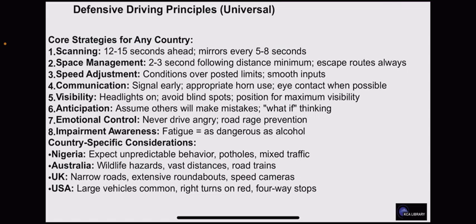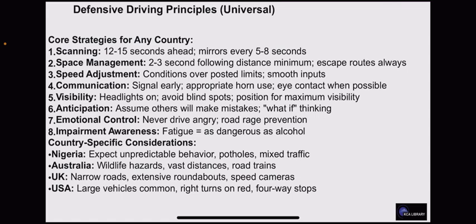So let's look at defensive driving principles universally. These are the core strategies for any country. We have scanning 12 to 15 seconds ahead, with mirrors every 5 to 8 seconds. Make sure you're checking your mirror every now and then. Space management: 2 to 3 seconds following distance minimum. Escape route always. Then we have speed adjustments: conditions over posted limits, smooth input.